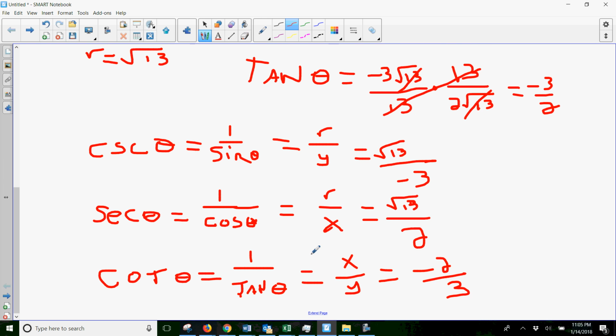Okay. So there you have your 6 trigonometric functions given the point (2, -3) on a circle. Again, the important thing to remember here is this is not the unit circle, so we have to solve for the radius and then apply our 6 trigonometric functions.